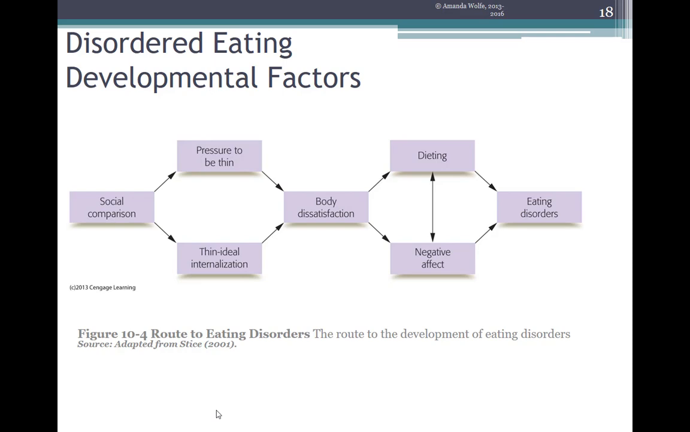That body dissatisfaction then causes that person to do what I would say, instead of dieting, disordered eating. And that body dissatisfaction causes me to have a bad affect, to feel bad about myself. That negative affect reinforces my disordered eating, and that disordered eating reinforces my negative affect, and those spiral towards developing an eating disorder. You should probably pay attention to this model here because you might see it.